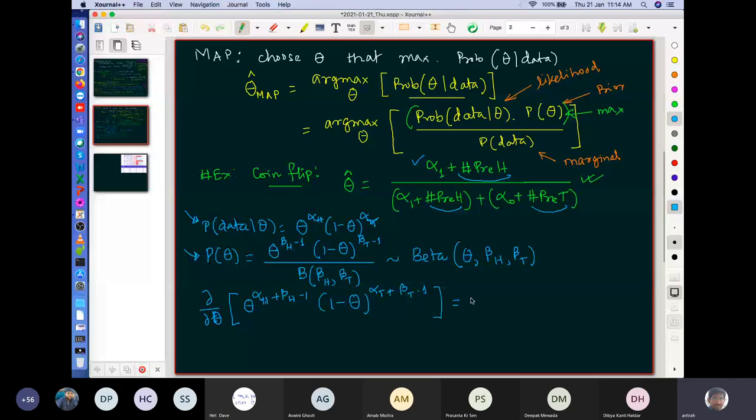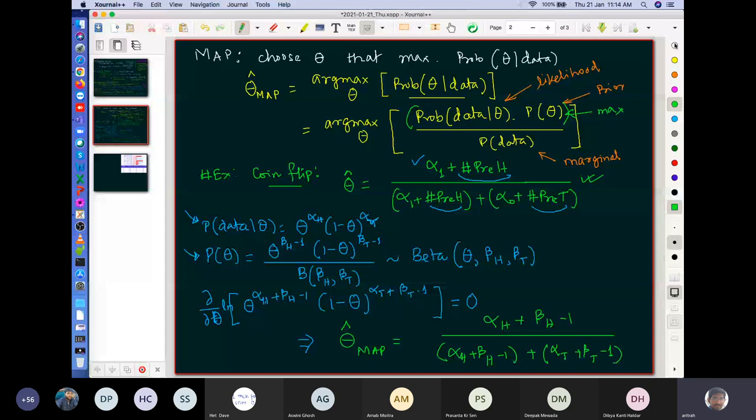What we will do, instead of taking argmax of this, I can take a log of this and do the same thing. So when you do this, as per my previous lecture, theta MAP will exactly come. In the earlier lecture it was alpha 1 and alpha 2, so it was coming alpha 1 divided by alpha 1 plus alpha 2. So this will come alpha h plus beta h minus 1 divided by alpha h plus beta h minus 1 plus alpha t plus beta t minus 1.